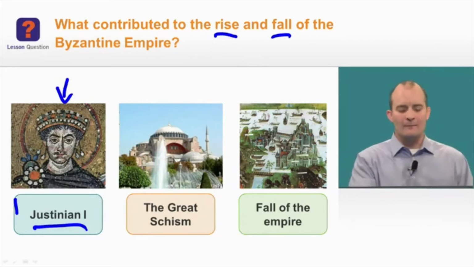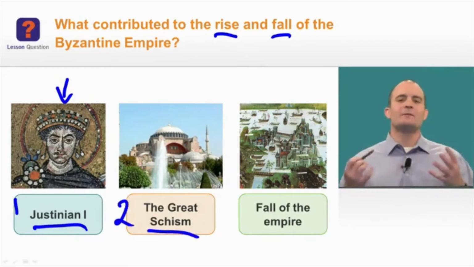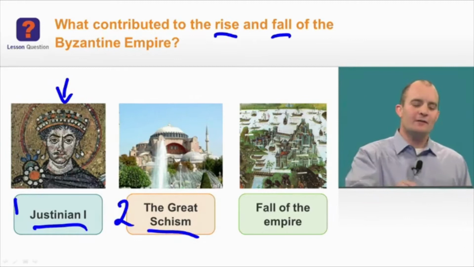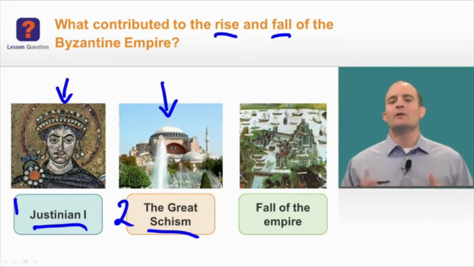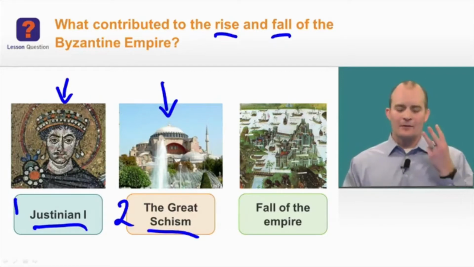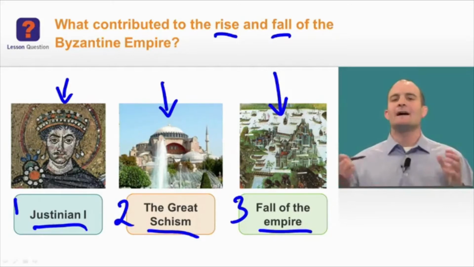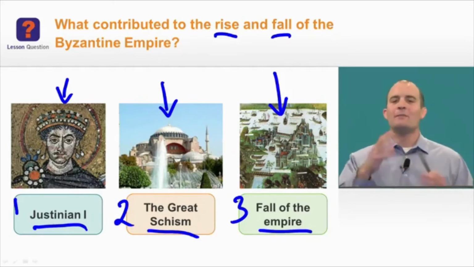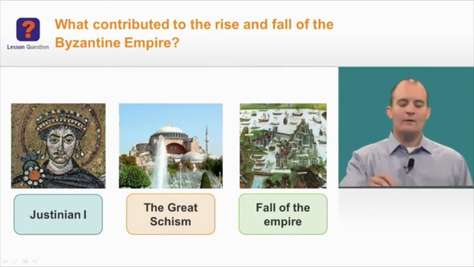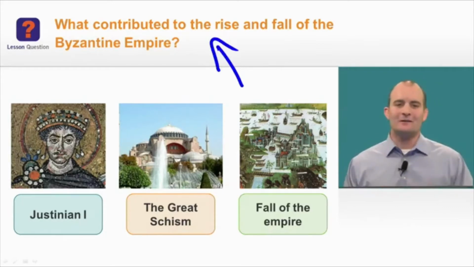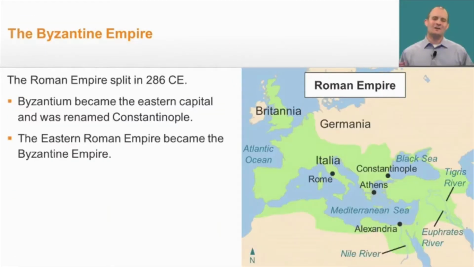The second part is going to look at the Great Schism that took place in the church. This is a very famous church that was in Byzantium or Constantinople, modern-day Istanbul, and this church was called the Hagia Sophia. In the third part, we're going to look at the fall of the empire, and you can see here Constantinople under siege. And by looking at these three different parts, we're definitely going to be able to answer that lesson question.